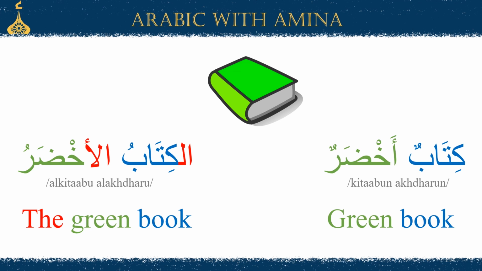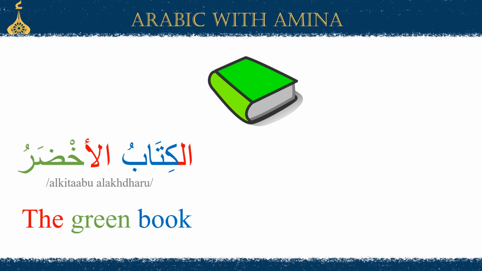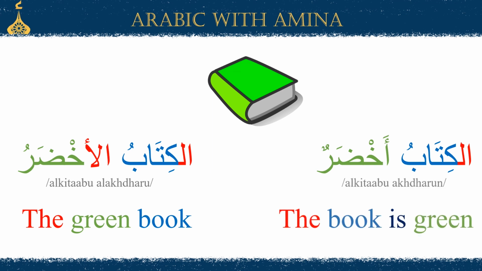Well, what happens if you don't make both the noun and the adjective definite? You see, we would be changing the meaning of the sentence. If we were to only put the noun in the definite form and say, الكتاب أخضر, the literal translation of this sentence is, the book is green. This is no longer us describing a noun with an adjective. Instead, this is a sentence with a verb to be. So when we want to use adjectives, it's important to match the definiteness of both the noun and the adjective.